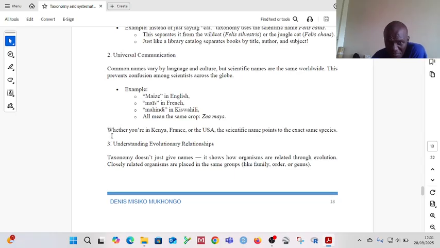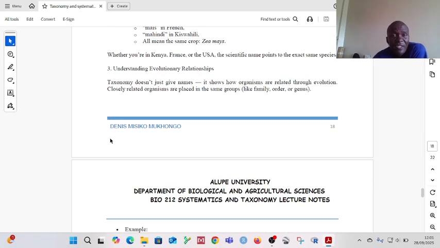Through taxonomy, we can understand evolutionary relationships. The way you organize things in your house, you organize them mostly on the basis of function.